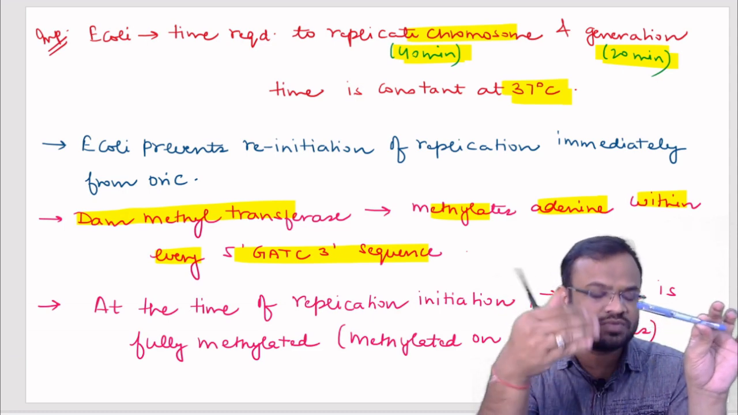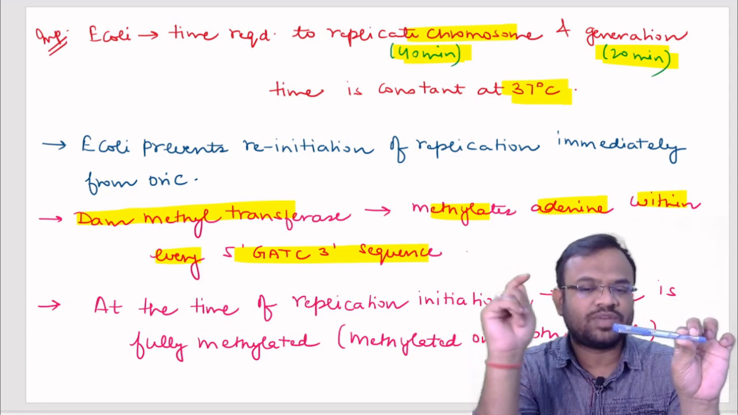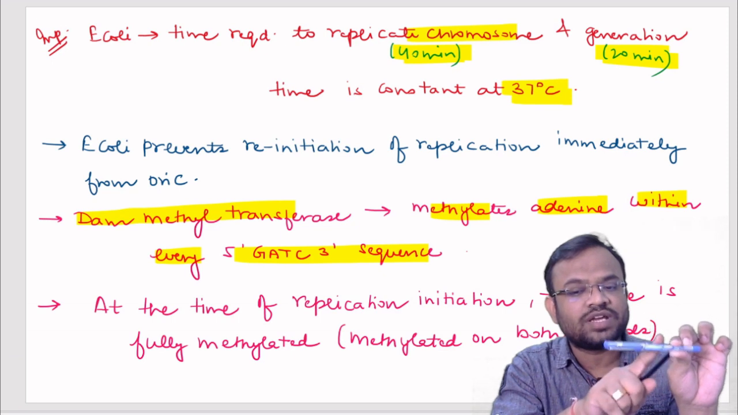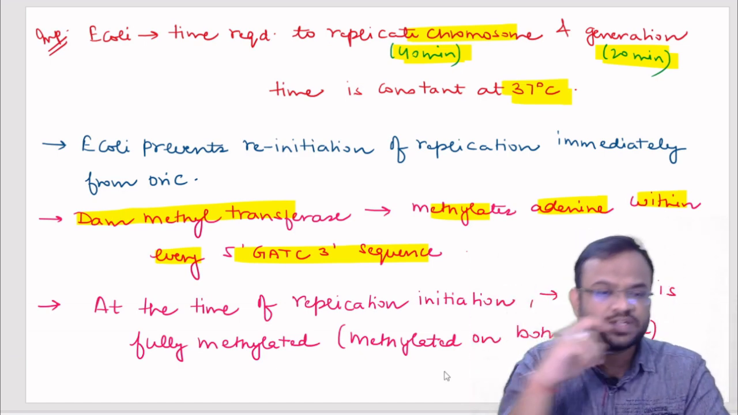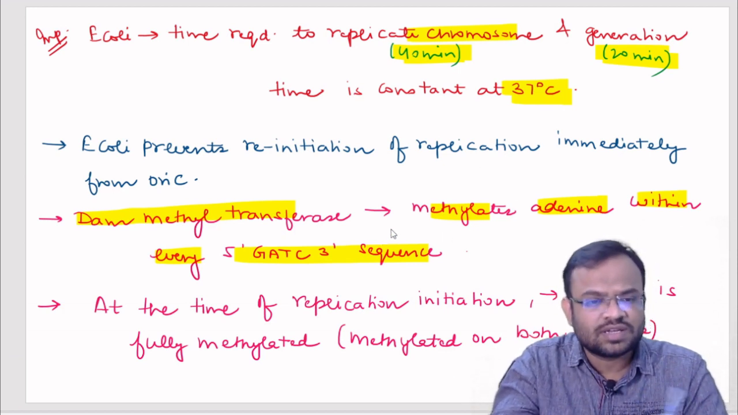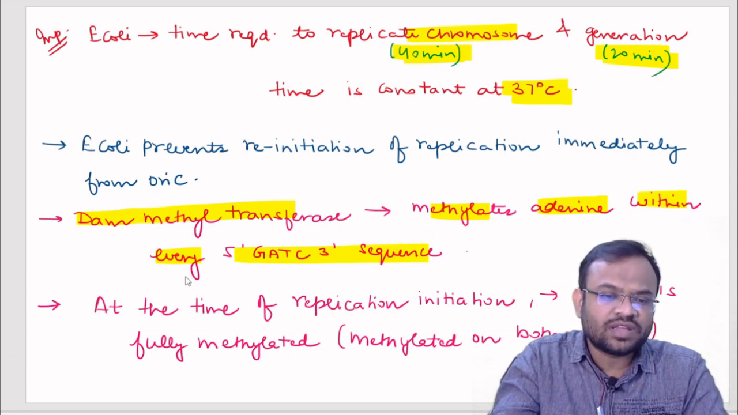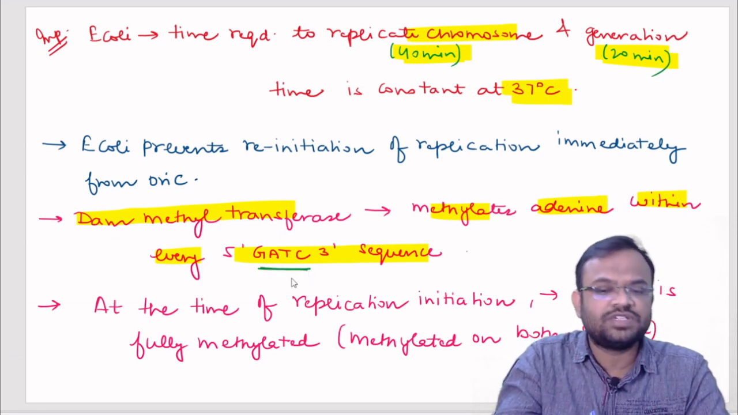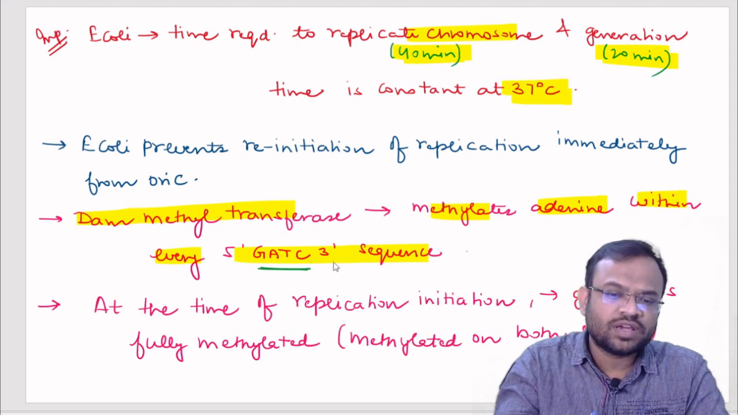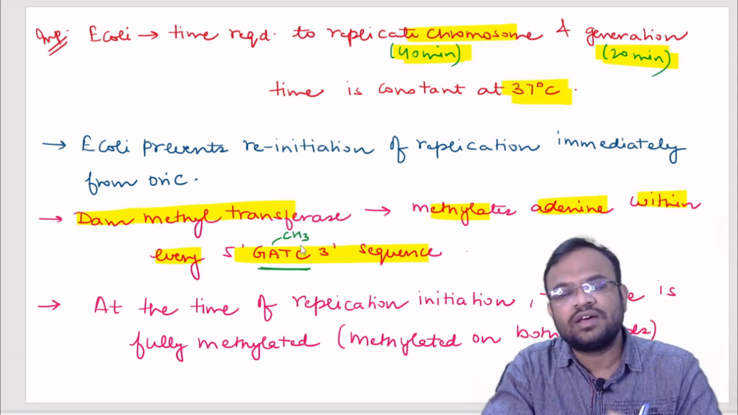This is what is written over here. It does not want this new strand to work straight away as a template, because it might have certain mutations, certain abnormalities, and we need to take care of that first before using it as a template. I believe you would have understood this. So DAM methyltransferase, what is this? This is an enzyme. What does it do? It methylates adenine within every 5' GATC sequence. So wherever the 5' GATC sequence is present, it will methylate the adenine. It will do like this. That means on the adenine, a methyl group will be added.